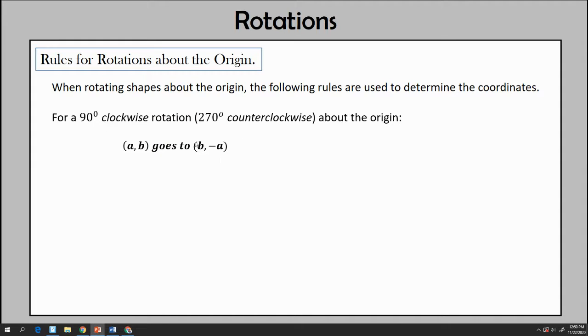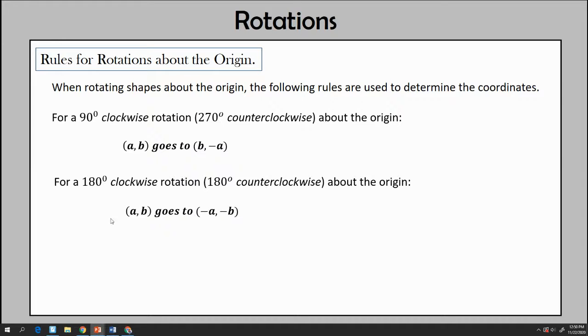I'll show you examples of this in a second. But you need to know the rules. You need to write these down and use them to help you. Okay, 180 degrees clockwise is obviously the same as 180 degrees counterclockwise. It's a half a turn. So whether you go half a turn clockwise or half a turn counterclockwise, you are in the same spot. Okay, the rule for this one is you take your ordered pair, let's say it's (A, B), and you're going to make them both their opposites. So (A, B) becomes (-A, -B). That will be the location of that ordered pair after a 180 degrees turn around the origin.